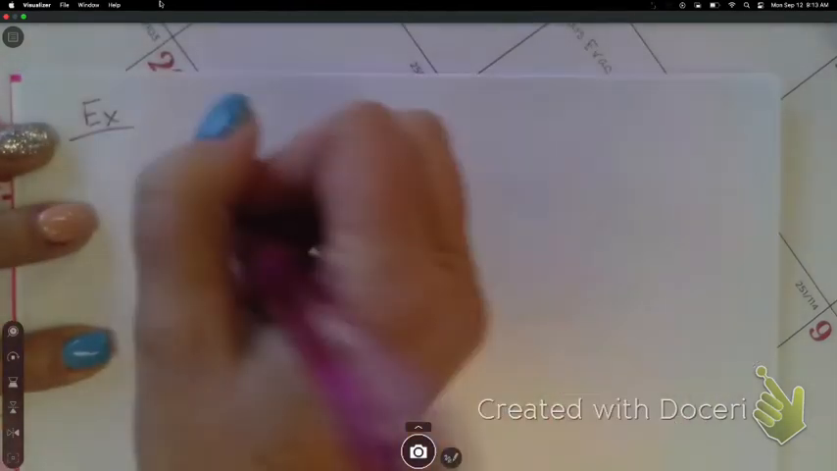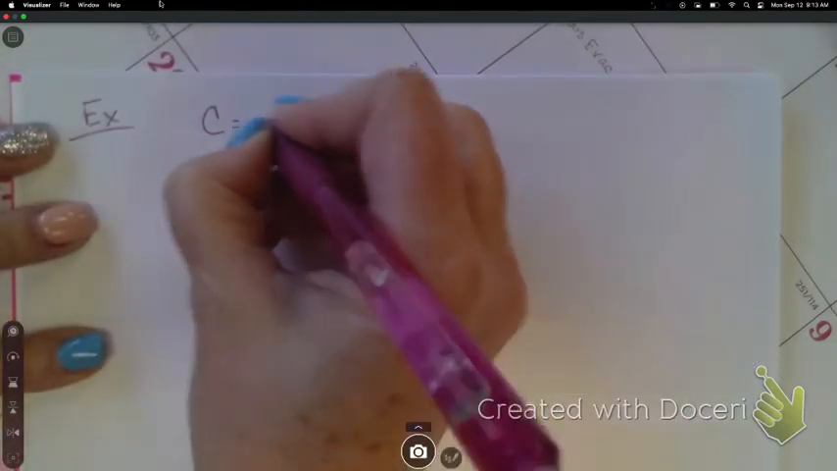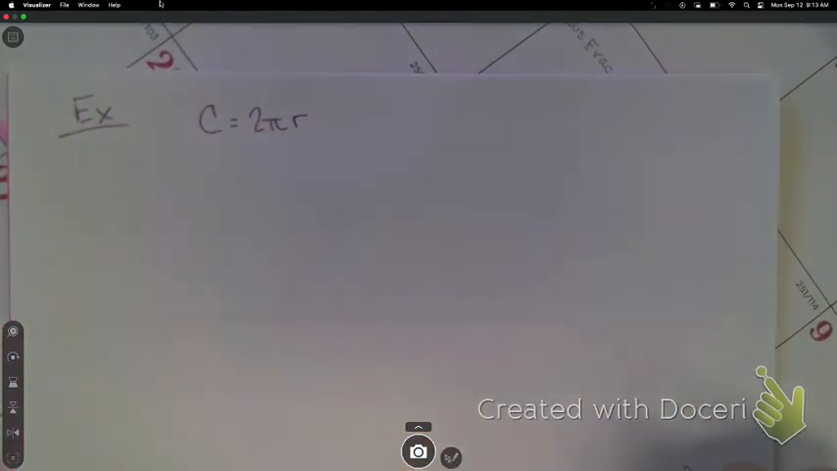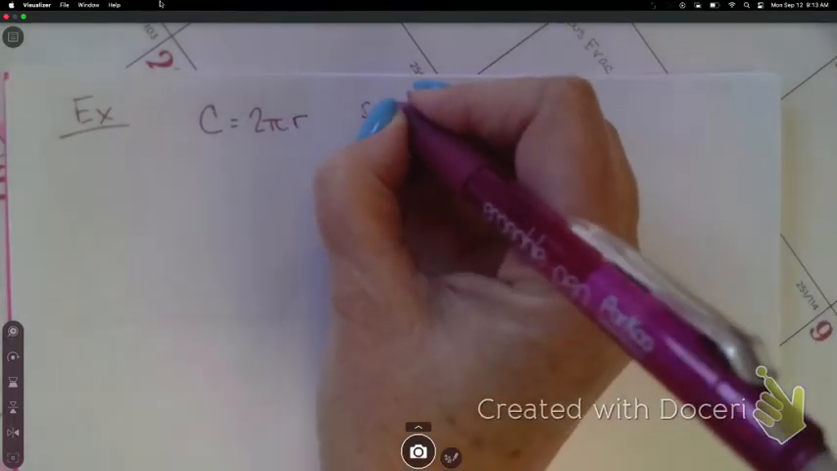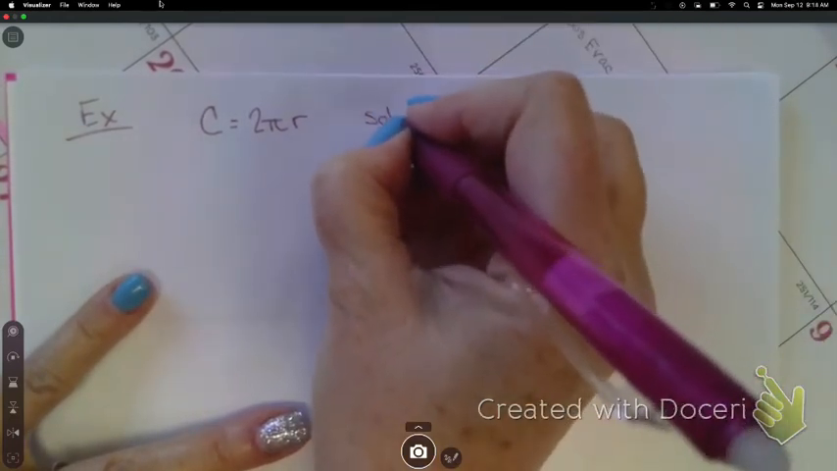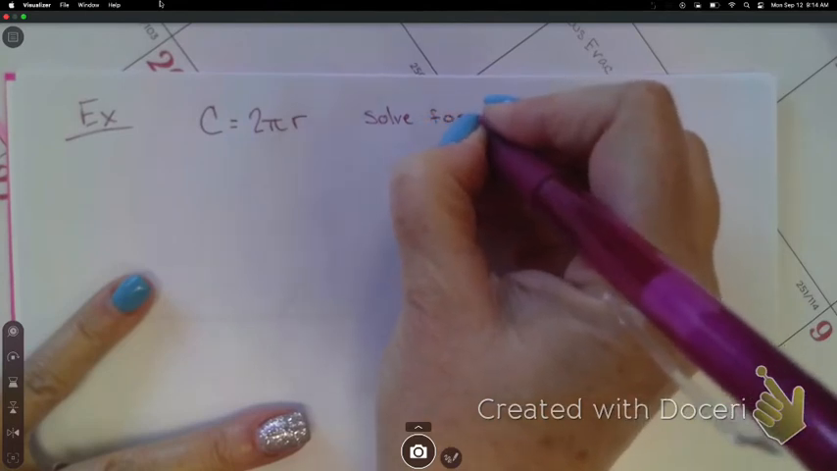Okay. So we're going to rewrite these. What rewriting means is they're going to give you a formula such as C equals 2 pi r. What formula is that? That's just circumference of a circle. Circumference of a circle is like the perimeter of a circle, right? Okay. And they're going to say, solve the formula for r.